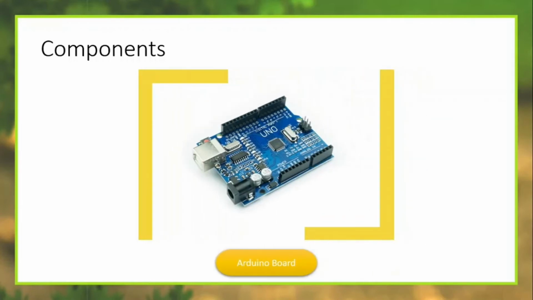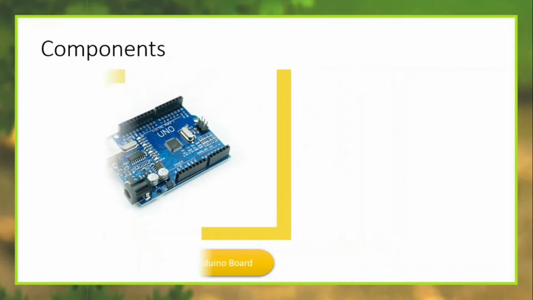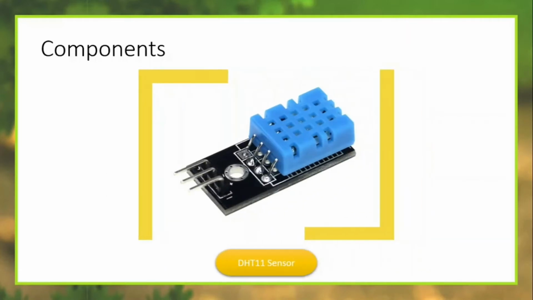Our system consists of 6 hardware components. Our first component is the main component, which is like a CPU for a computer. That is the Arduino board. It is capable of controlling things like sensors, LEDs, anything. The next component is the DHT11 sensor, which is capable of detecting temperature and humidity from anywhere.